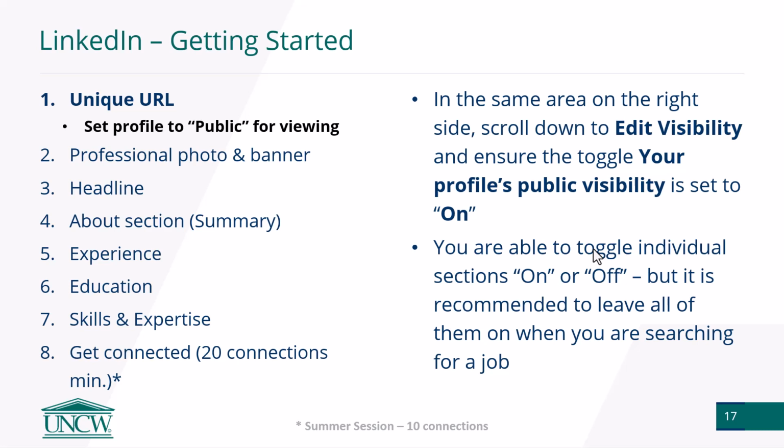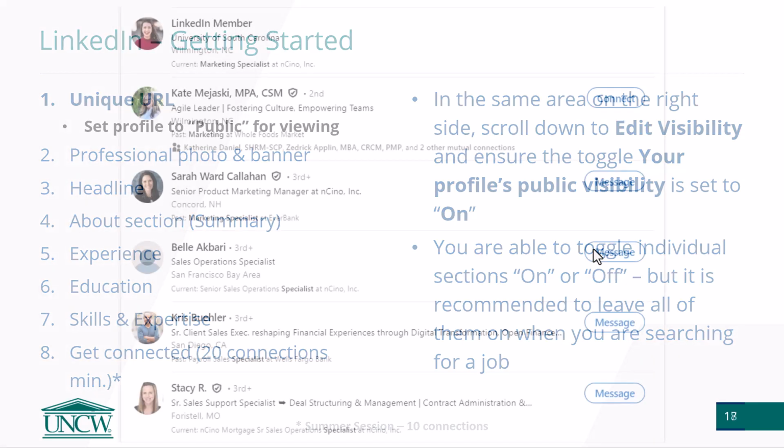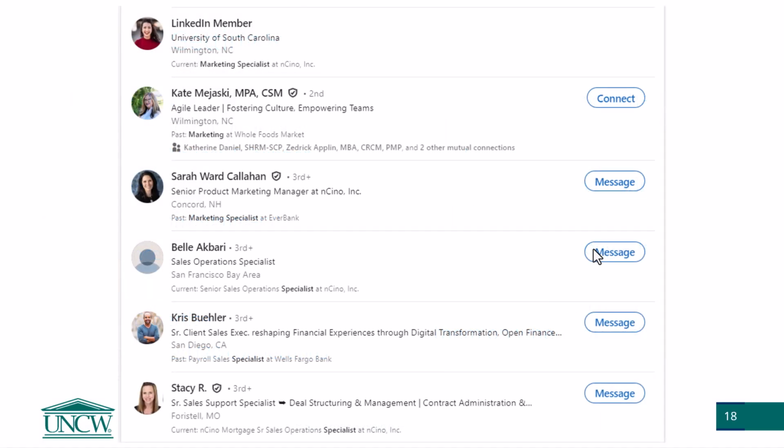So I did a search for nCino, and this is what the example came up with. In this case, it looks very similar to what I showed you before, but you'll see the different levels of connection. So there's second and third plus, as I talked about before. But one thing you'll notice here is how people appear in some of these searches based on their privacy settings and their profile settings.